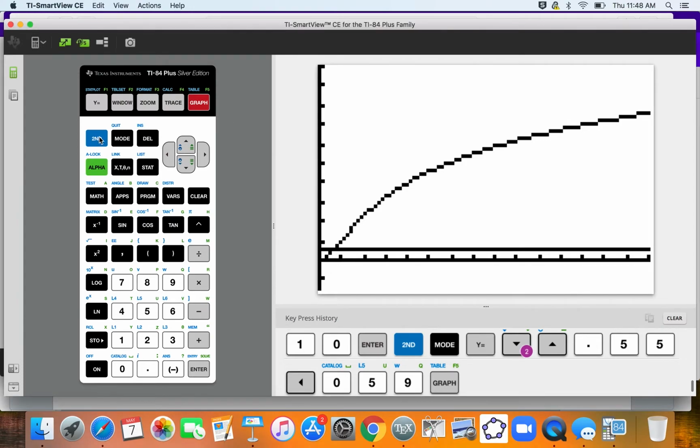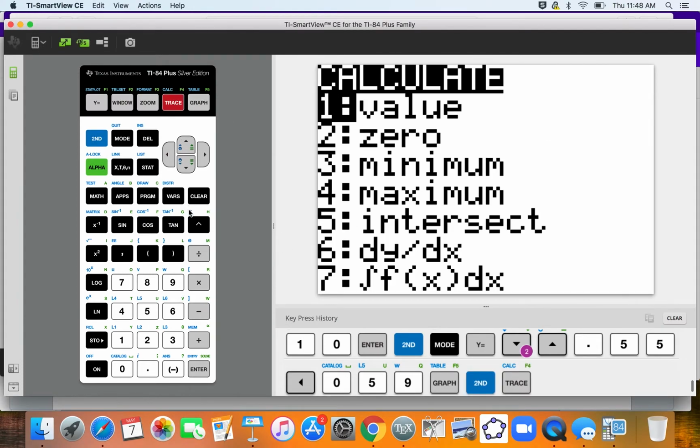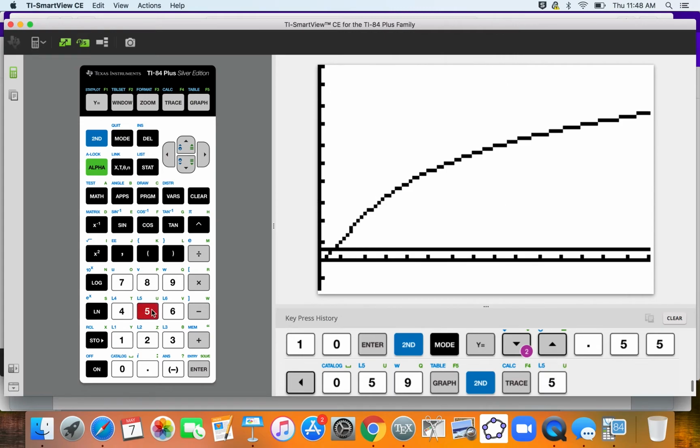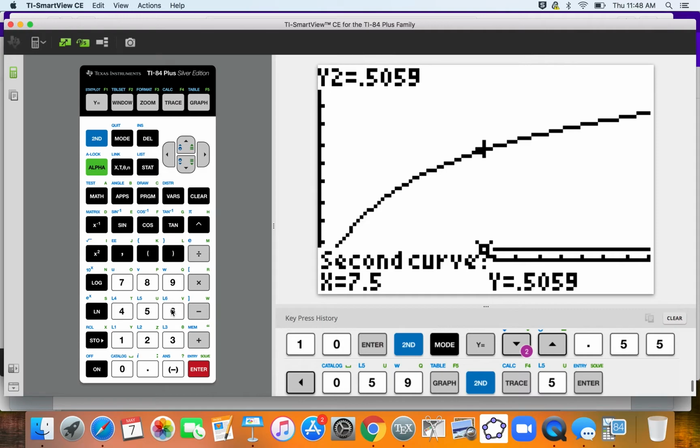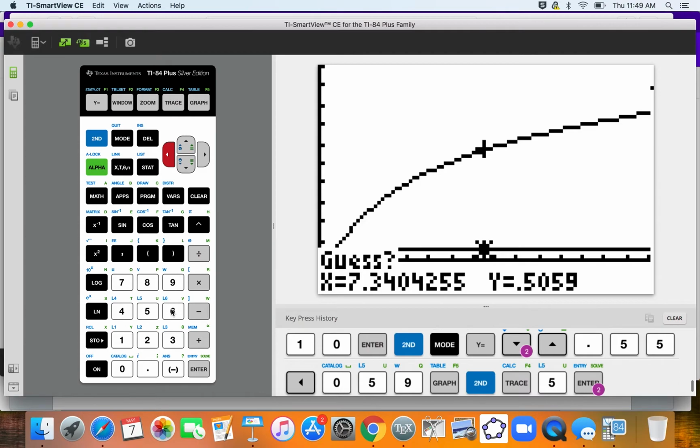So I'm just going to use calc, intersect, first curve, enter, second curve, enter, guess. So for guess, you just want to move the cursor reasonably close to the point of intersection that you're looking for.